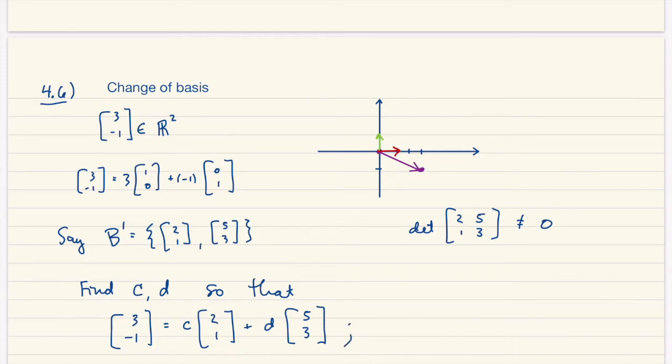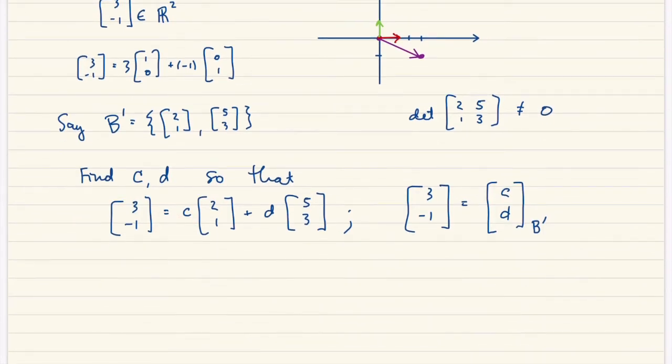Once I find those values of c and d, I can write the vector (3, -1) as the vector (c, d) relative to the basis B prime. If I don't have any subscript here, which is what we're used to seeing, this is where we started, then we're talking about our standard basis. So (3, -1) we can write as 3 plus -1, a linear combination in that way of our basis vectors. And I want to find values of c and d so that we can write it like this.